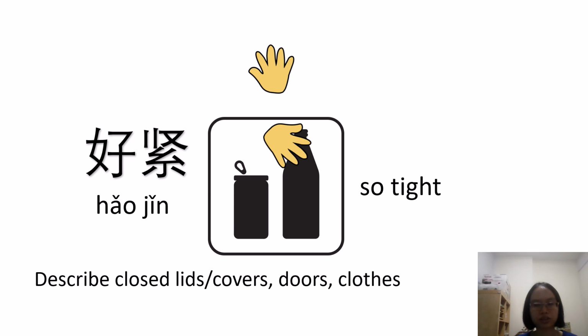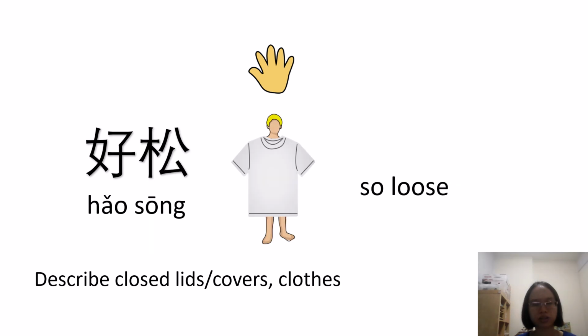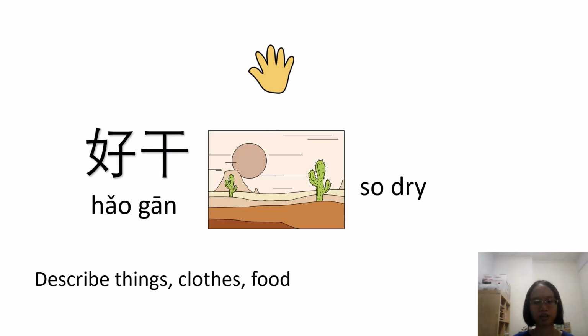How Jing, so tight. How Jing describes closed lids or covers, doors, or clothes. How Song, so loose. How Song describes closed lids or covers, or clothes. How Gan, so dry. How Gan describes things, clothes, or food.